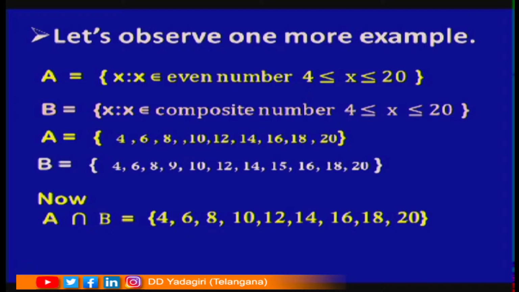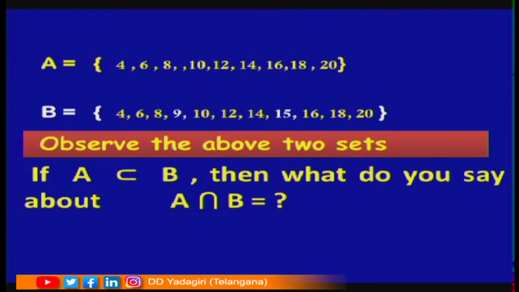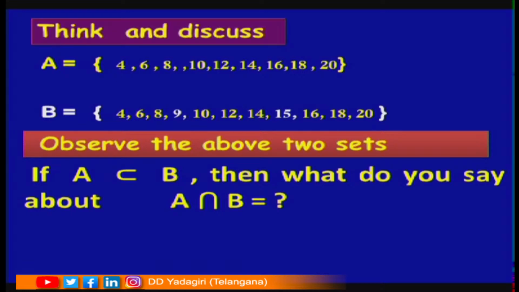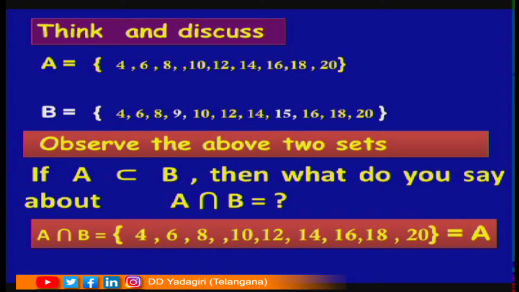Similarly, you see A is a subset of B. Again we have discussed the same thing for the union also: A union B has become B. Now, A is a subset of B, and the case is regarding intersection. What is A intersection B? Yes, that will be A only. A intersection B will be 4, 6, 8, 10, 12, 14, 16, 18, 20. So what are the elements in A? If A is a subset of B, then A intersection B is equal to A. That is the case.